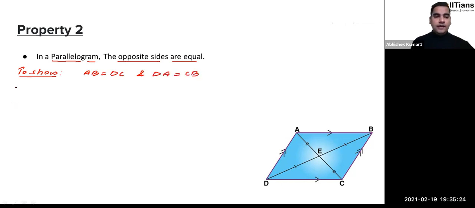All right. And what are we given? We are given that ABCD is a parallelogram. That's what you are provided. All right. So to show this, we have to do one construction, guys. And the construction is similar to the construction that we did in the last problem.